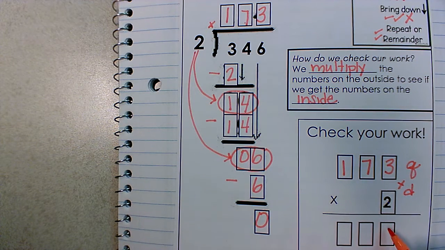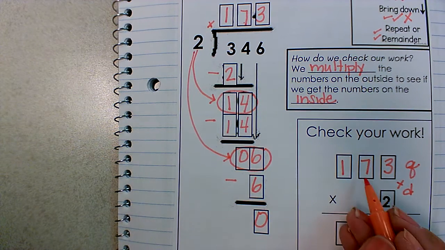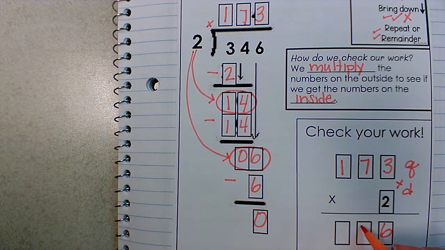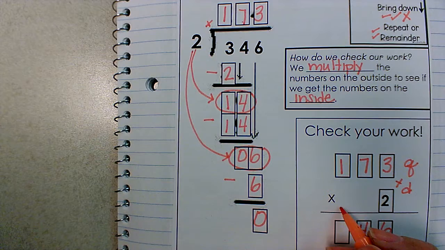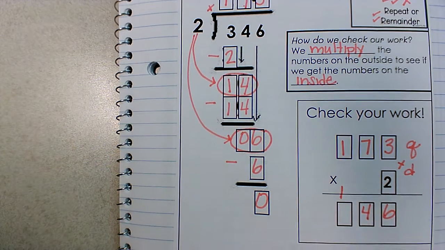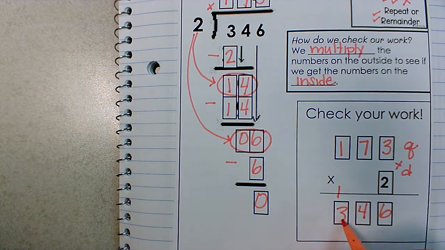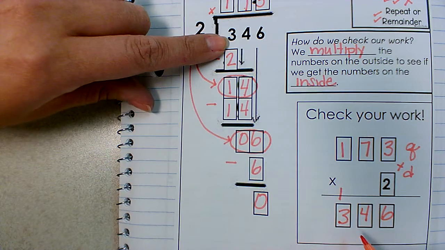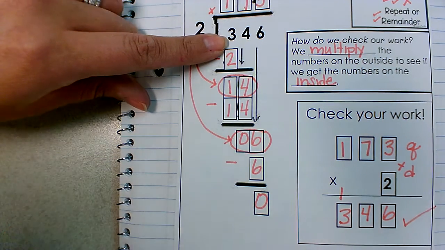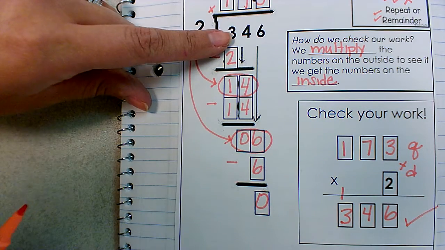So I do my quotient times my divisor. 3 times 2 is 6. 2 times 7 is 14. I can write my 4 and regroup my 1 in the next column. 2 times 1 is 2, plus 1 is 3. Oh, the number on the inside. I checked it off. Nice job.